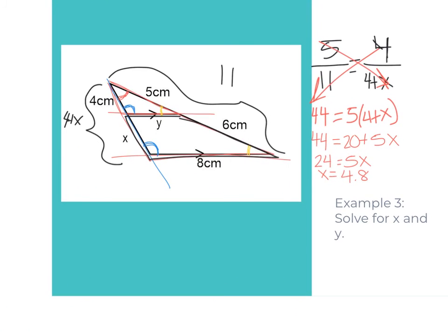To solve for y then, similar idea. 5 corresponds to 11 in the same way that y corresponds to 8. And then I can cross multiply and divide. And y, we're going to round and leave it as a decimal, even though it keeps going and it's kind of messy.